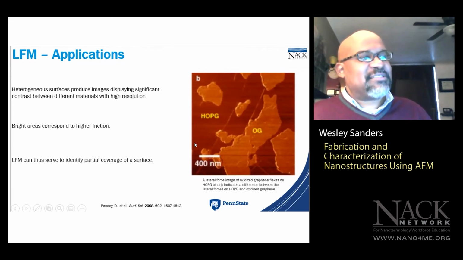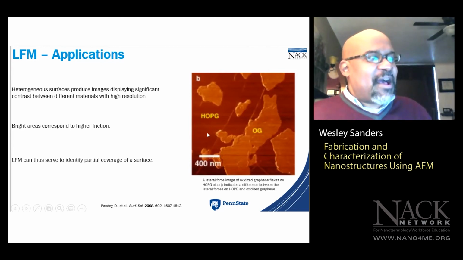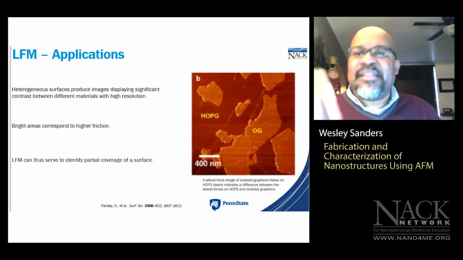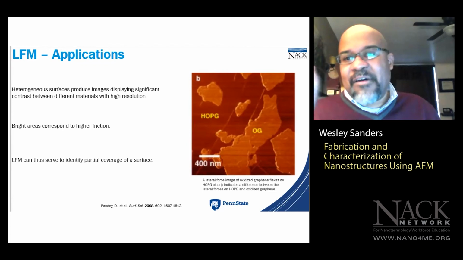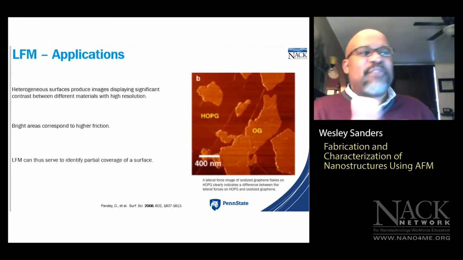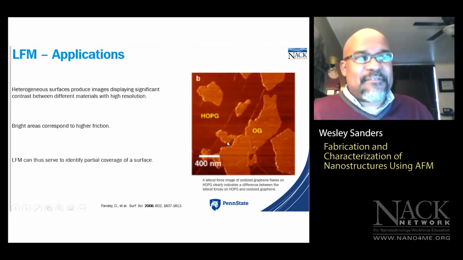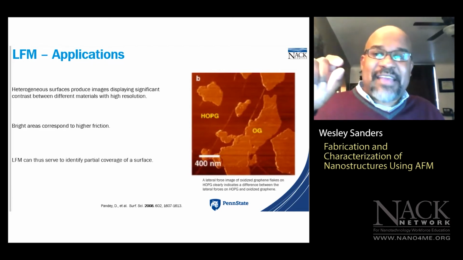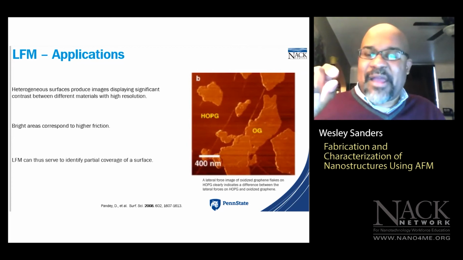So the researchers in this case have HOPG, highly oriented pyrolytic graphite, as the substrate, and then they've deposited some flakes of oxidized graphene. So graphene is basically a hexagonal arrangement of carbon atoms that's 1 carbon atom thick. So that would be very hard to discern using a standard topographical image, right? So if you were simply to record the surface topography of this particular sample, you wouldn't see much, right? Because the height or the thickness of the oxidized graphene is simply 1 carbon atom, right?